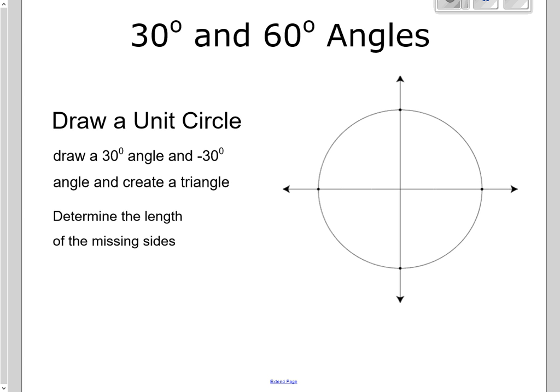So again, draw a unit circle, so radius of 1. Make it nice and big so that we can see stuff on it. And then from there it says draw a 30-degree angle. So 30 degrees, I'm just going to eyeball this. I'm going to say like this is 30 degrees. I know that has a radius of 1. And then a negative 30. So negative 30 means we're going to go down. Also has 1.